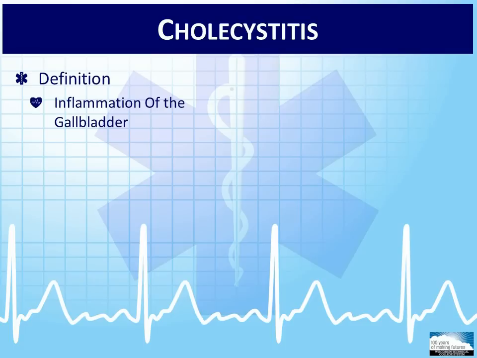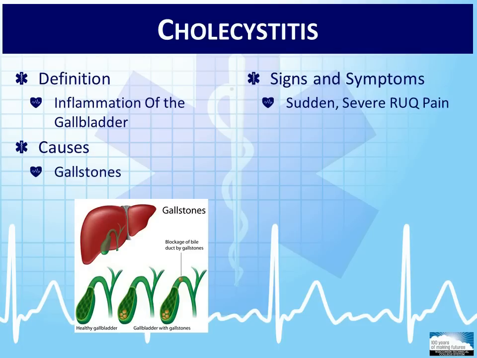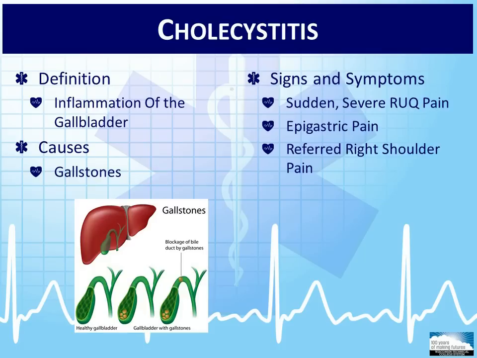Cholecystitis occurs when the gallbladder becomes inflamed. This is commonly caused by gallstones, which prevent bile from leaving the gallbladder, resulting in inflammation. Signs and symptoms of cholecystitis may include sudden, severe right upper quadrant pain, epigastric pain, referred right shoulder pain, nausea, vomiting, abdominal bloating, and belching.